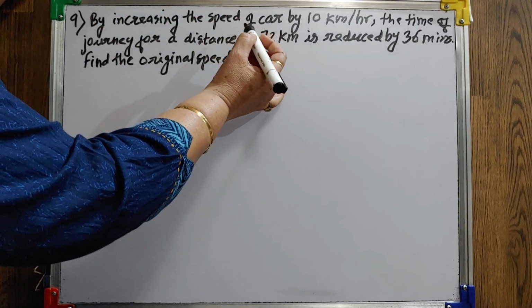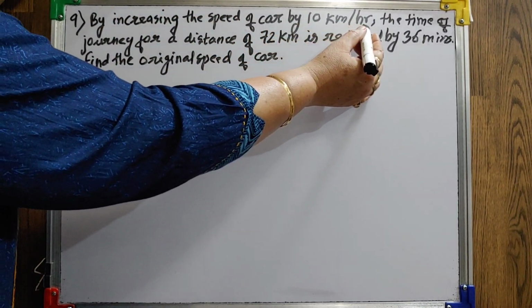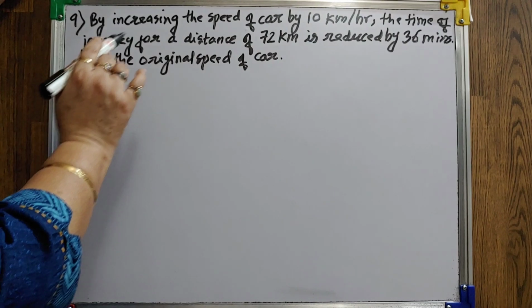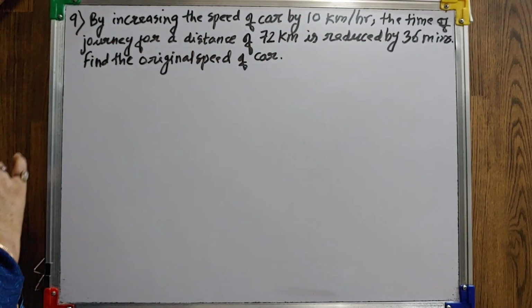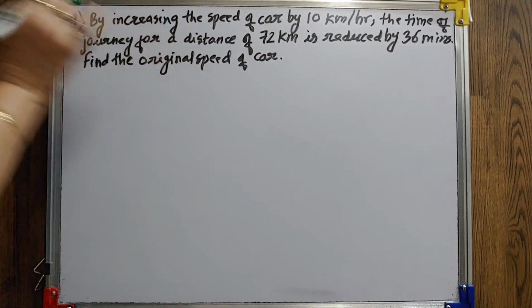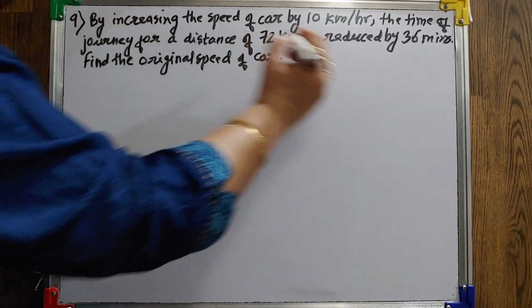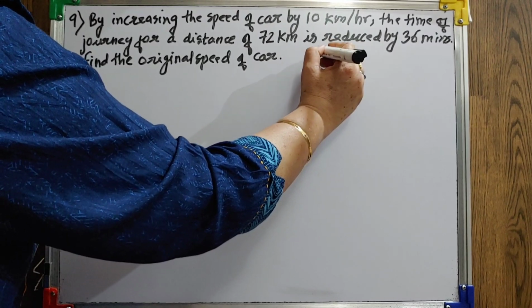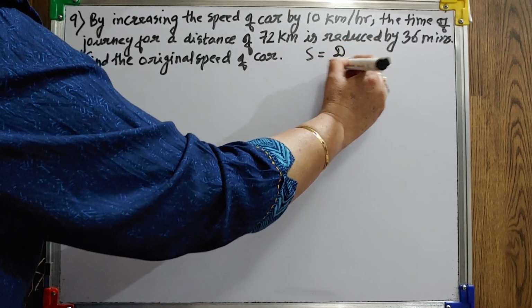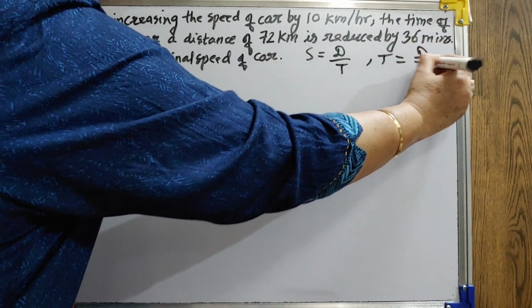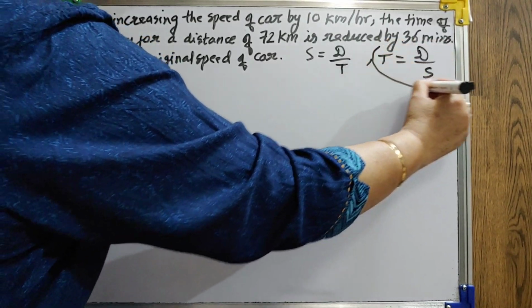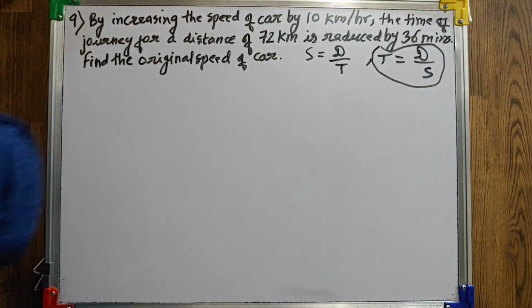Now, by increasing the speed of the car by 10 km per hour, the time of the journey for a distance of 72 km is reduced by 36 minutes. Find the original speed of the car. This kind of sum, always keep in mind, speed equals distance upon time. When you interchange, time is distance upon speed. So, utilize this concept for solving this sum.